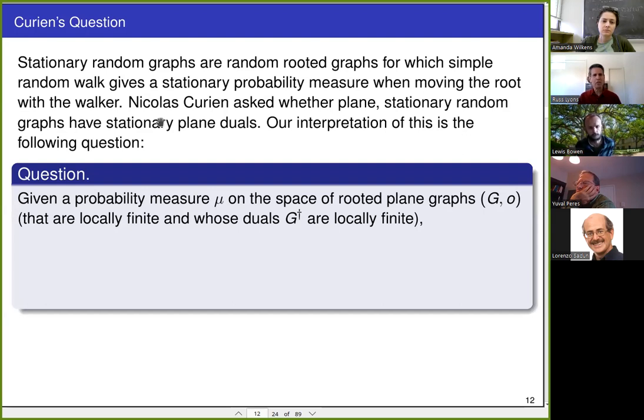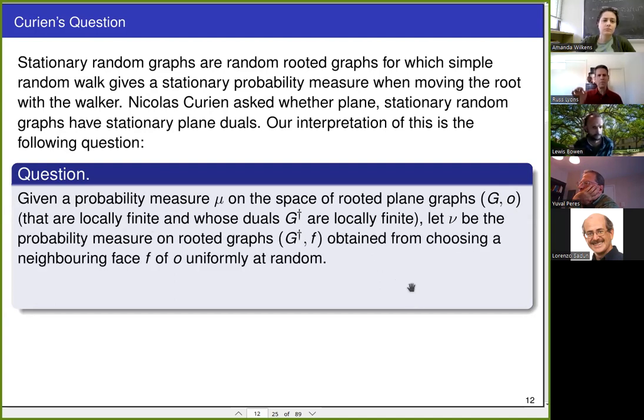To make this question precise, and there are different ways of making it precise that are equivalent, we'll say the following. Suppose I have a probability measure mu on the space of rooted plane graphs. So G is the graph and O is the root. Now, G is not necessarily a fixed graph. G, O as a pair itself can be completely random. There can be uncountably many. Now we assume this is locally finite, every degree is finite, and the same for the dual, which means every face has only finitely many edges.